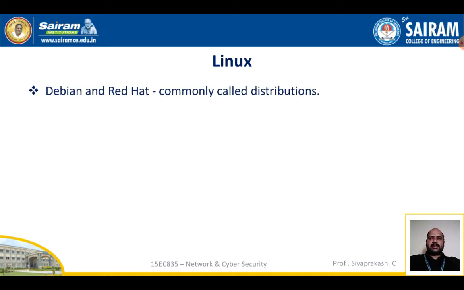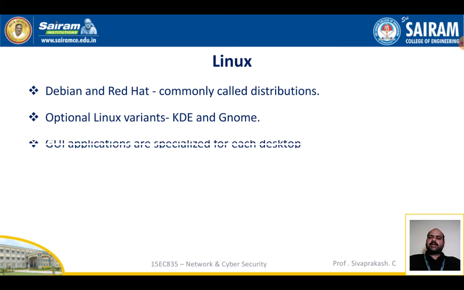The two largest Linux families are Debian and Red Hat. Everyone is aware of it. They are commonly called distributors. These are also optional desktops for Linux variants, some of the most popular being KDE and GNOME. The GUI applications are specialized for each desktop.